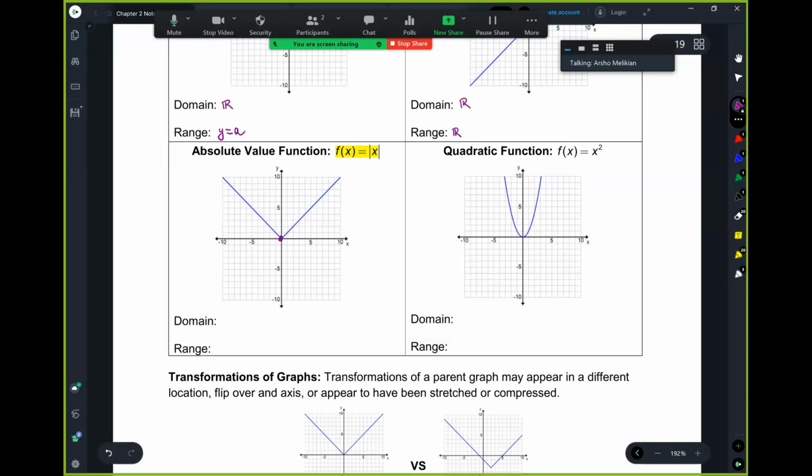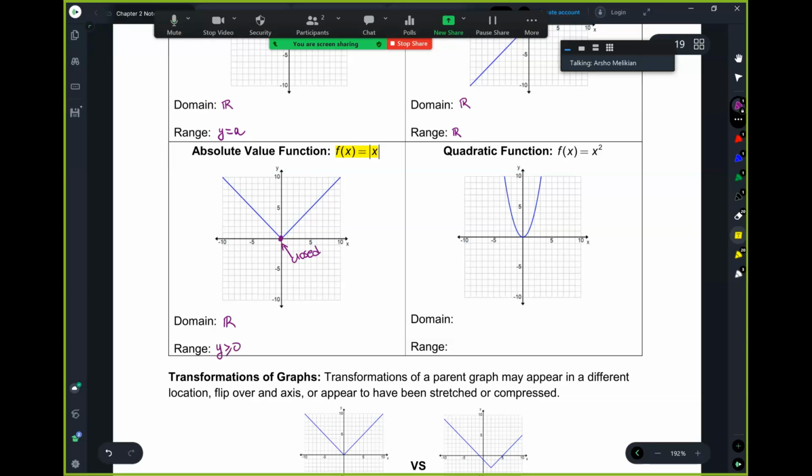There is a vertex here. Okay, that's a closed circle. Okay? So the domain is all reals. And what's the range for this one? Greater than or equal to 0.